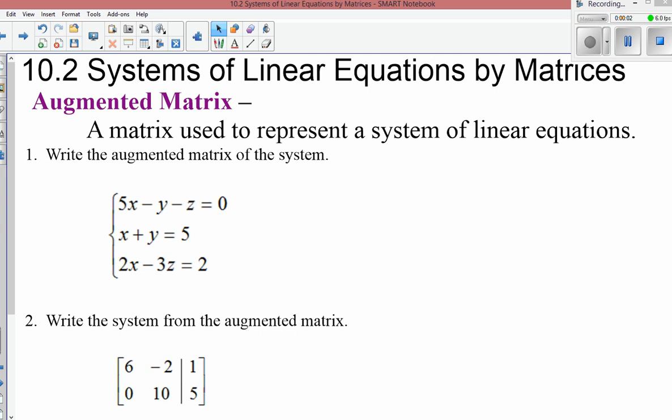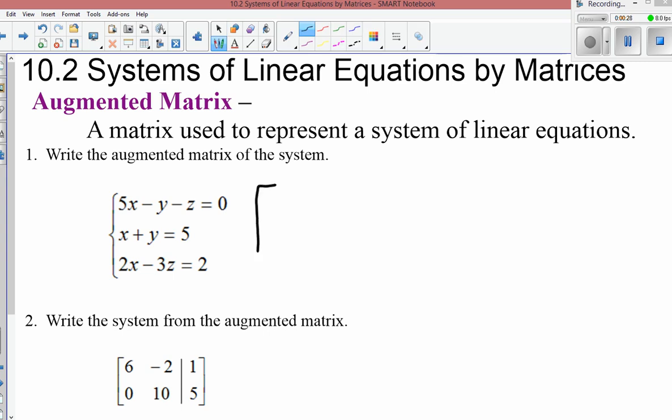All right, here's 10.2 Systems of Linear Equations by Matrices. So what we're going to do is start using matrices to represent a system of linear equations, and specifically an augmented matrix. To write an augmented matrix, we're just going to say, you know what, writing the x's and y's and z's is getting in the way.